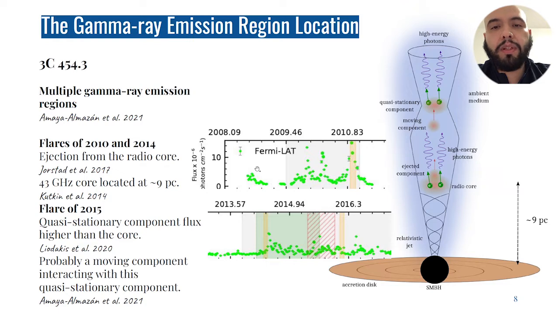3C 454.3 is a very active source with multiple gamma ray flares. We define two different flaring periods. The flares of 2010 and 2014 were produced by the ejections of components from the 43 GHz core, which is at 9 parsecs from the black hole. The flare of 2015 was probably a component interacting with the quasi-stationary component. This shows us that this source has multiple gamma ray emission regions.